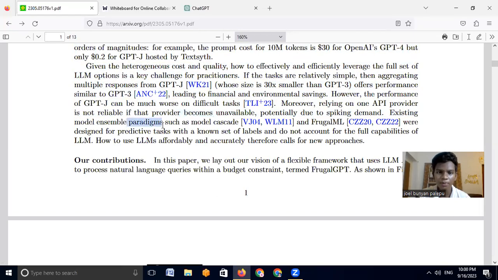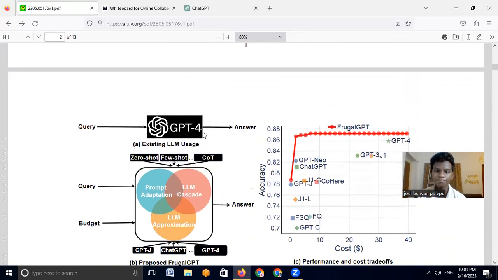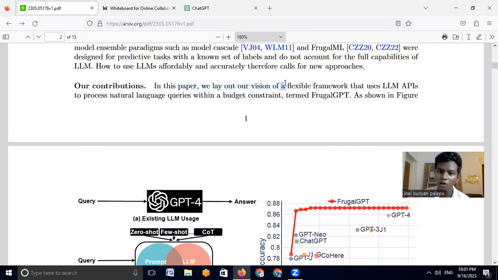Existing model ensemble patterns such as Model Cascade and FrugalML were designed for predictive tasks with a known set of labels and do not account for the full capabilities of LLMs. How to use LLMs affordably and accurately therefore calls for new approaches. We lay out our mission for a flexible framework that uses LLM APIs to process natural language queries within a budget constraint, termed FrugalGPT.